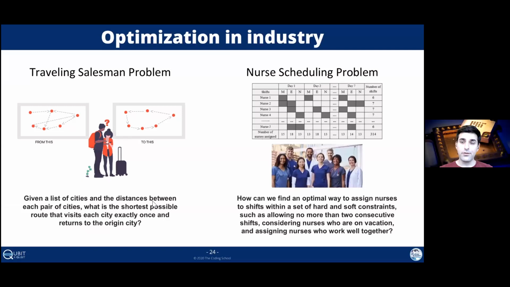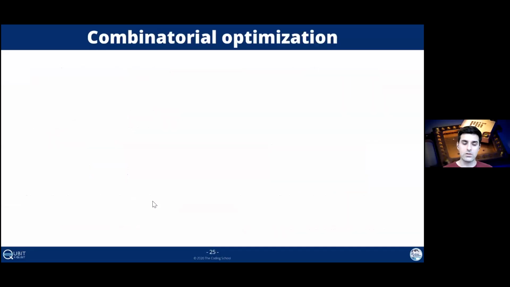And of course, another big problem that optimization plays a big role in is the nurse scheduling problem, or in general the scheduling problem. The nurse scheduling problem basically looks at how we can find an optimal way to assign nurses to shifts within a set of hard and soft constraints, such that it accommodates everyone and no nurse has two shifts back to back. And so these are two famous problem instances of optimization in the real world and industry.